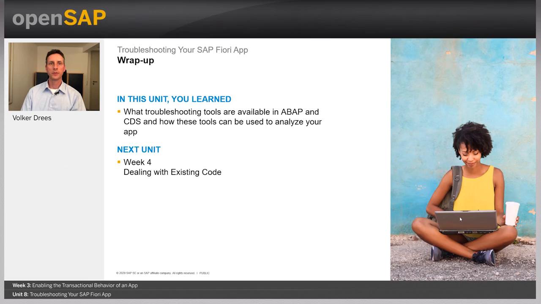That was it for the system demo. We are now at the end of this unit. Let me do a short recap. In this unit you have learned about troubleshooting your ABAP implementation, checking the network calls of your app, and how the ABAP development tools help you to analyze and define your CDS data model. Further information for this unit is available in the appendix of this presentation.